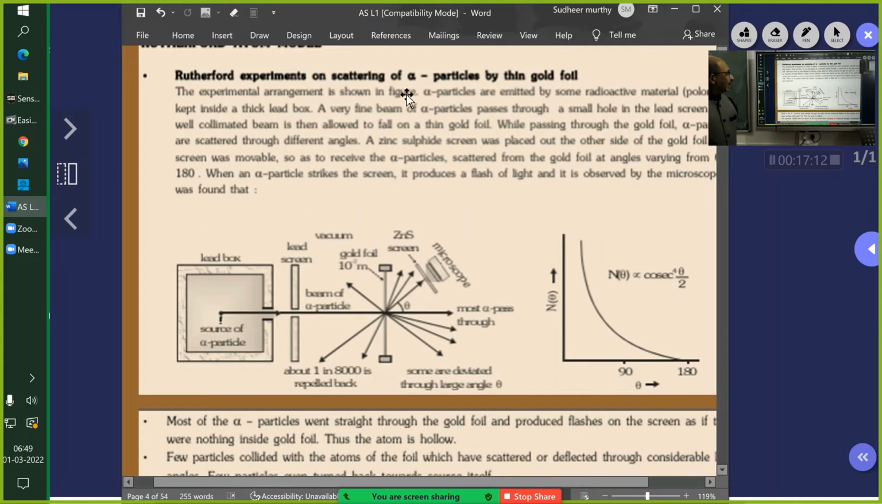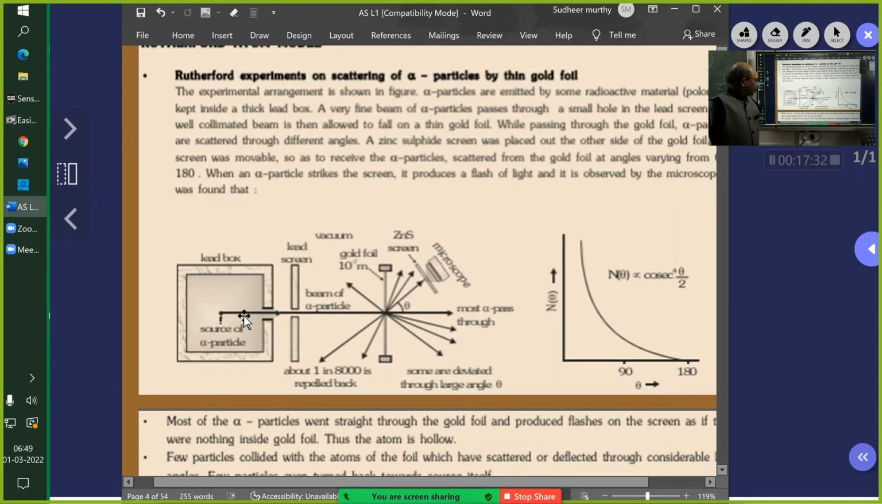Now there is a graph here. The experimental arrangement is shown very clearly. There is a lead box, and there is a source of alpha particles. Alpha particles, as you know, are helium; you knock off the electrons, so it becomes an alpha particle. Of course, many things are not shown here.